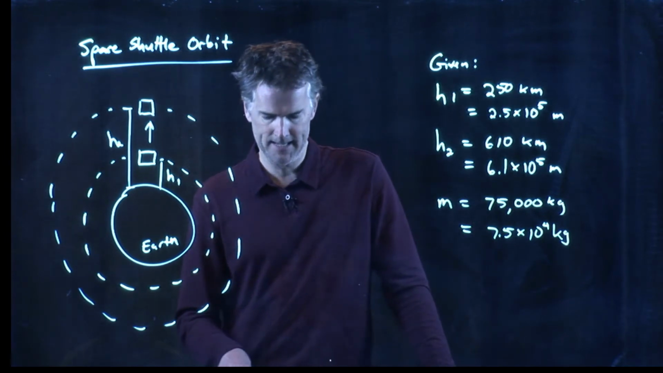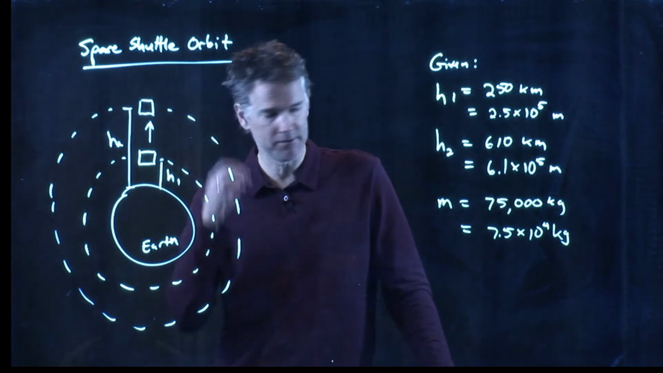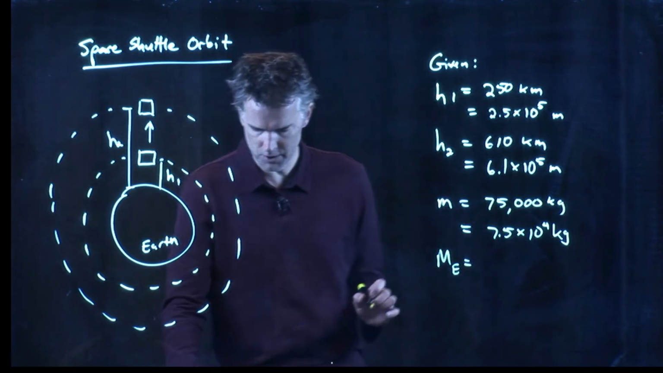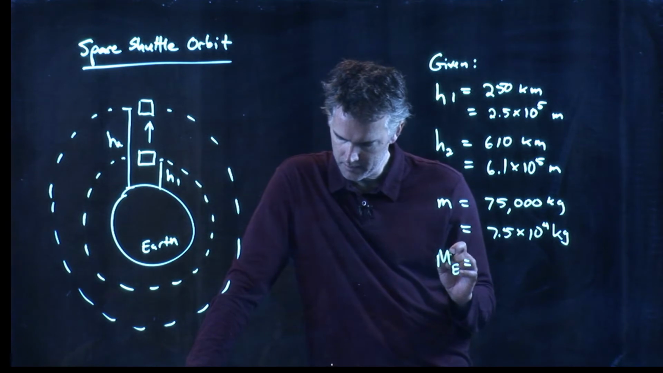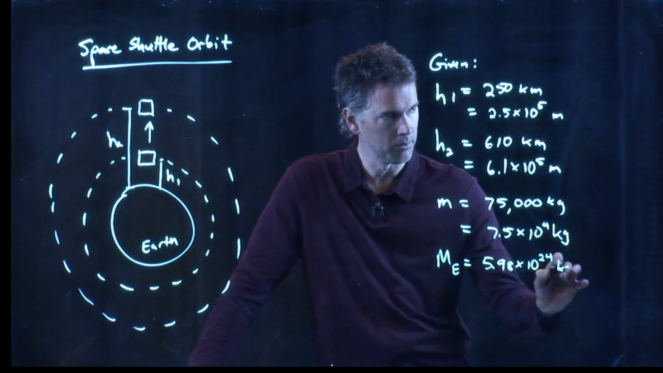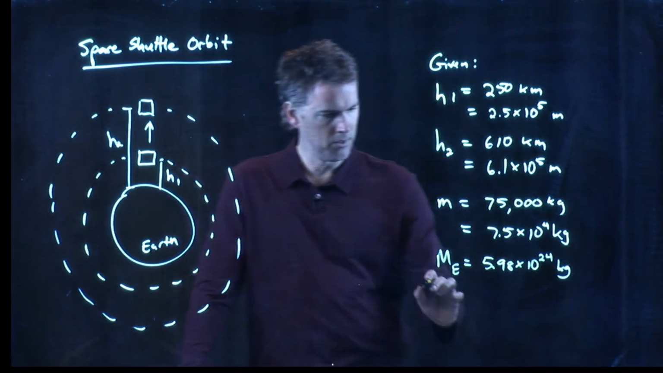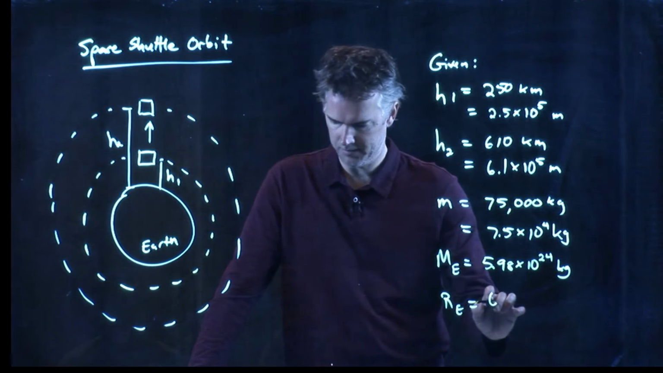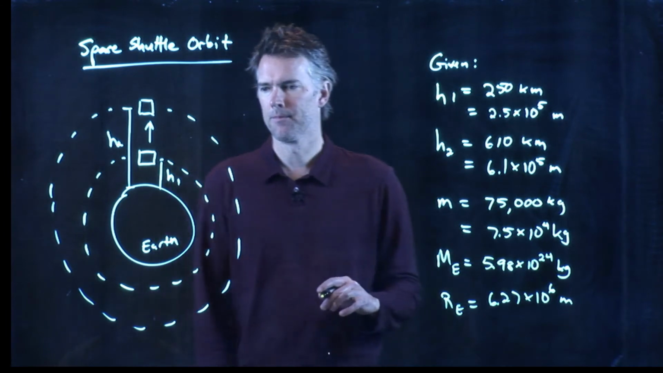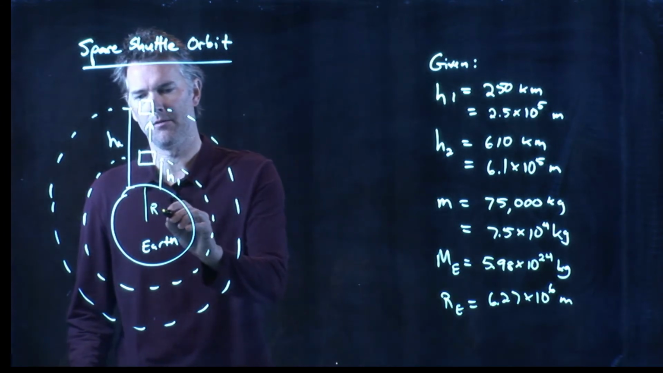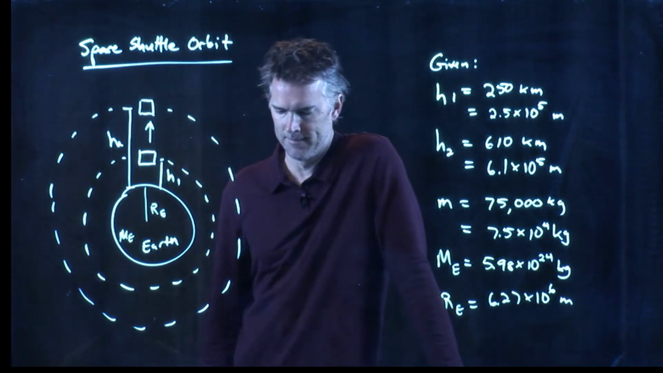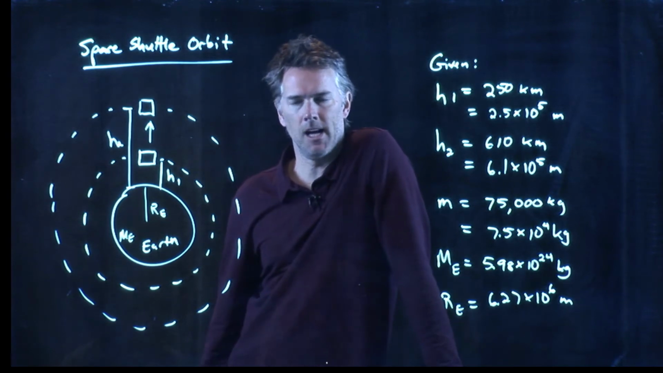And that's about it. We're going to have to, of course, know something about the mass of the Earth and the radius of the Earth. And if you look on your info sheet, the mass of the Earth is 5.98 times 10 to the 24 kilograms. And the radius of the Earth is 6.27 times 10 to the 6 meters. Okay, so that's all the givens that we have. There's, of course, the radius of Earth, and there's some mass of the Earth. Okay, so how do we do this problem?